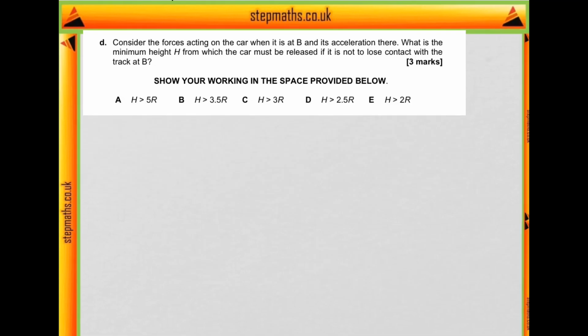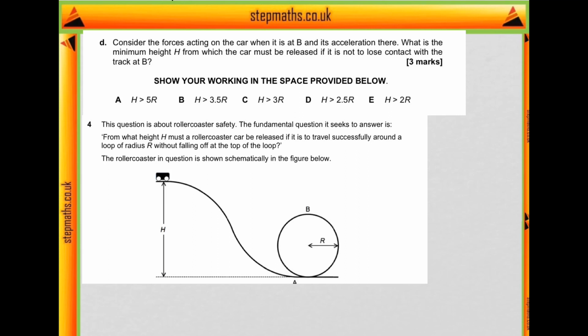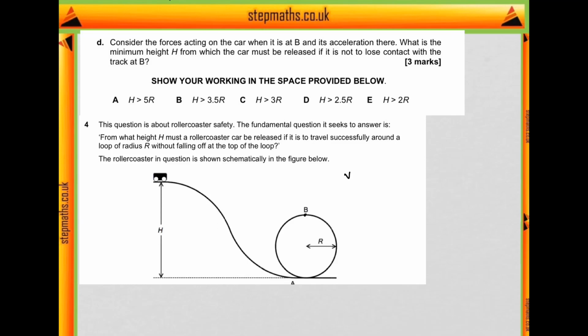Okay, so now in this part, we're considering the forces when it's at B. So let's bring back the diagram. So this is the diagram now. We're talking about this point B here, and we say that it cannot lose contact at B. So recall from the last part that the velocity at B was given by the square root of 2g times (h minus 2r). Okay, so we know the velocity at B. Now, what is the condition on B? Let's examine the forces at B.